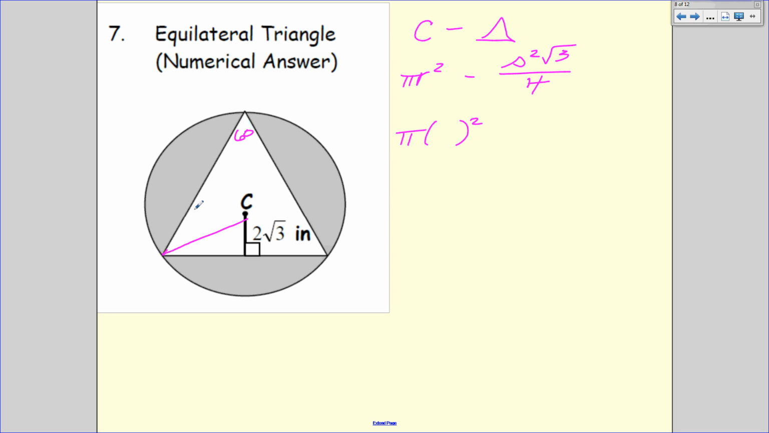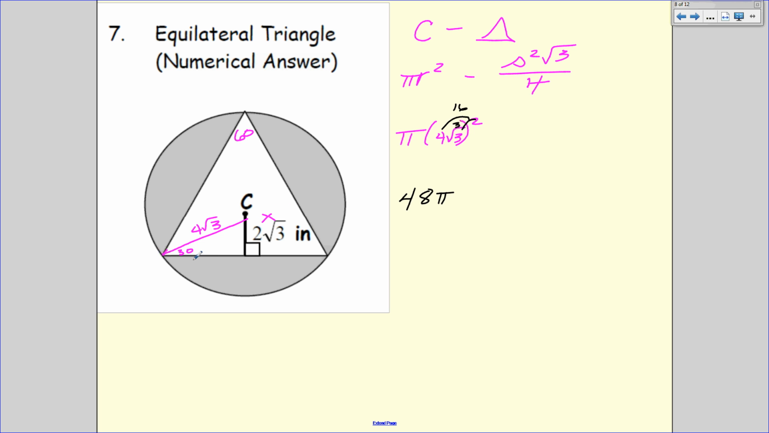Well, remember this is 60, so this becomes your 30. Well, that means your x is the square root of 3. So that means the radius is 2x, so that would be 4 square root of 3. So now I know this is 4 square root of 3. If I square this, 4 squared is 16. The square root of 3 squared is 3. 16 times 3 is 48 pi. So there's the area of the circle.